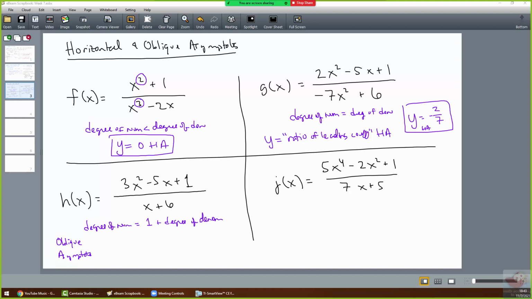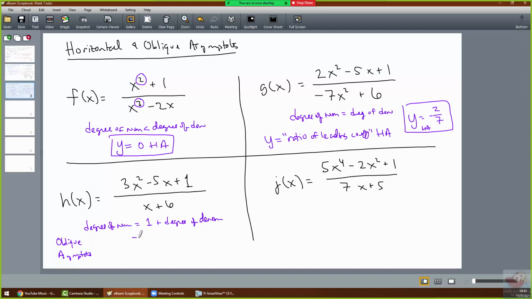As far as this one is concerned, since we're dividing by a linear, we can use synthetic division. If we were dividing by a quadratic or higher, you'd have to use long division. So for this one, we can sneak this in. We're dividing by x plus 6, which has a 0 of -6. So -6 would go in the little box there. And then our dividend would be 3, -5, 1.